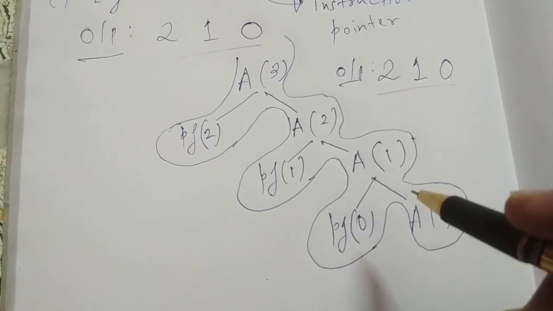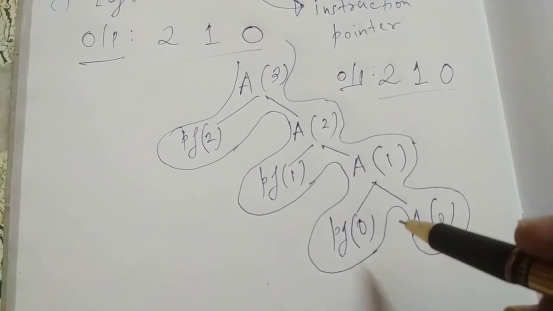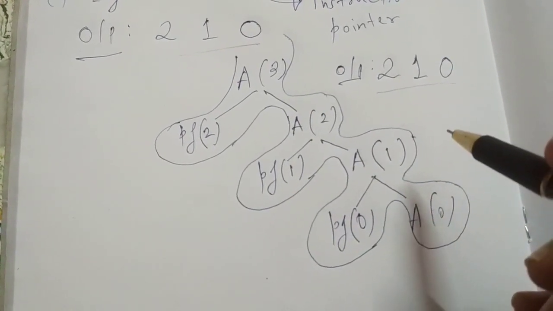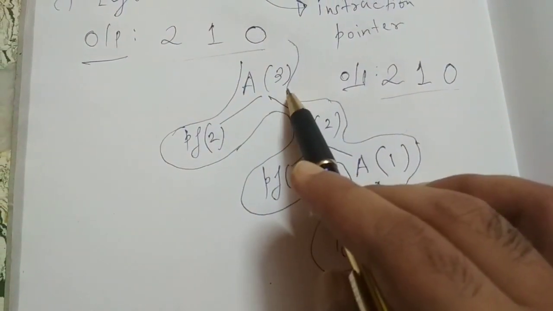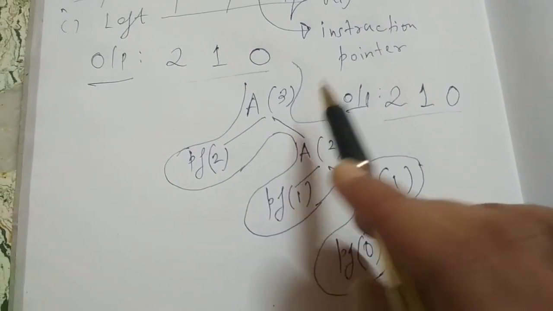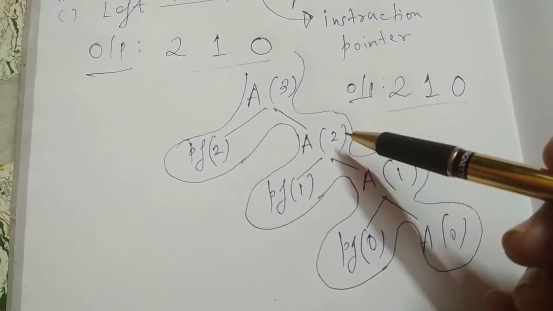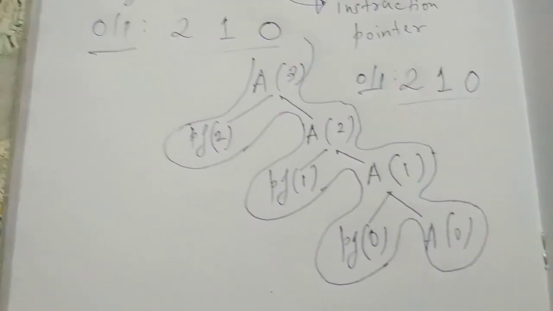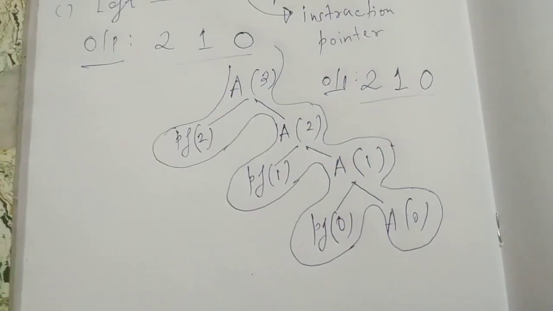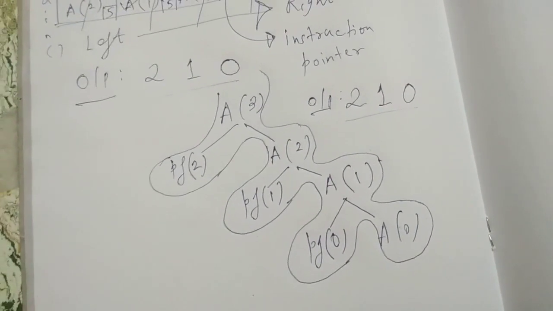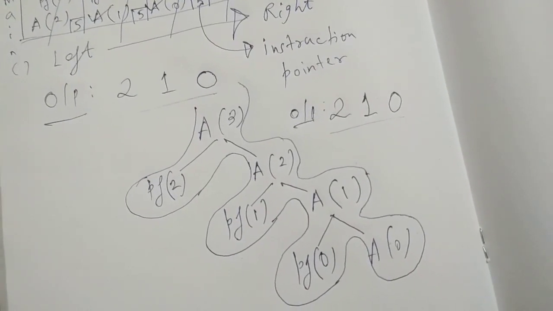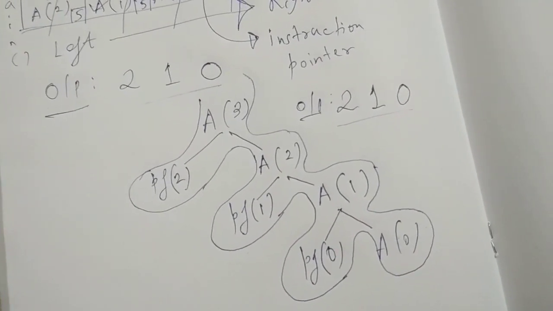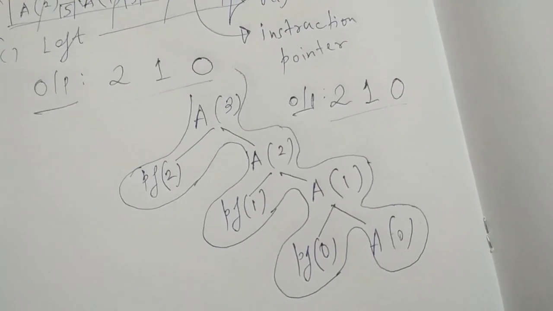Now, one thing you can find from the tree method is how many function calls are being made. So you can see for a equal to 3, how many function calls are being made? There is one function call to a of 2. There is a function call to a of 1. There is also a function call to a of 0. Now the question is, what is the total number of function calls being made? So you can clearly see that.